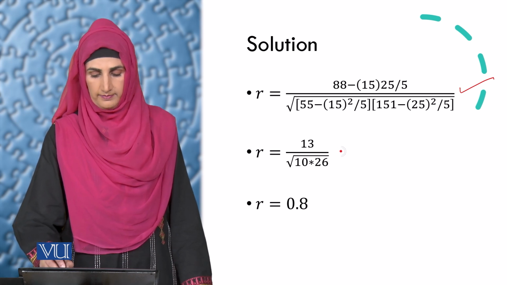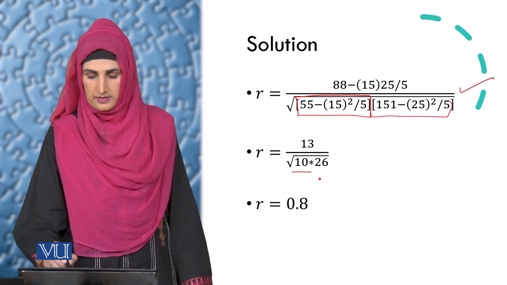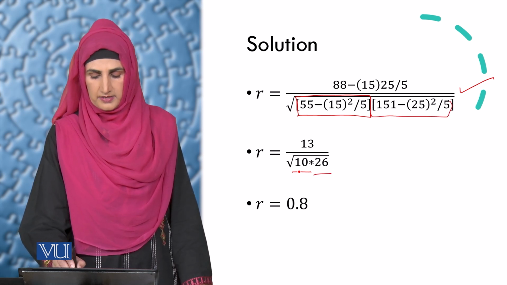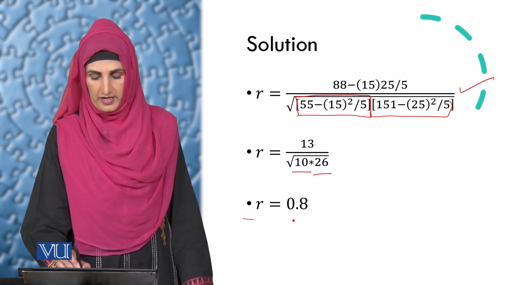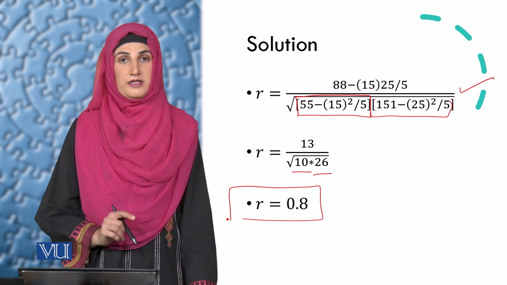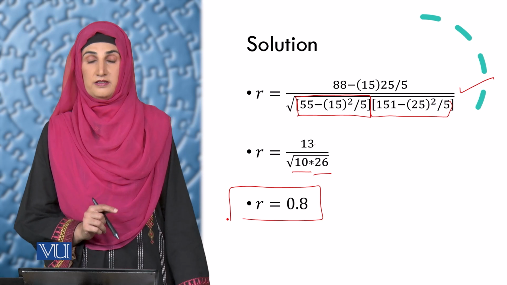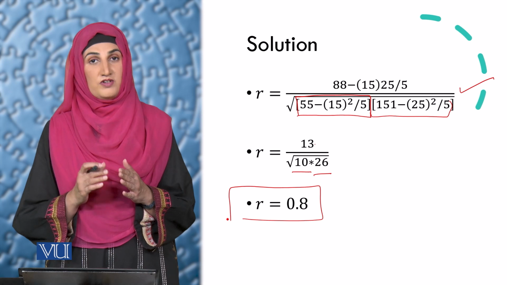By simplification, the result of the numerator is 13, and in the denominator, the first half is 10 and the second half is 26. Multiplying these and taking the square root, 13 divided by that result gives the answer of correlation, which is 0.8. So 0.8 shows that there is a strong relationship between x and y, because it's a value which is near to 1.